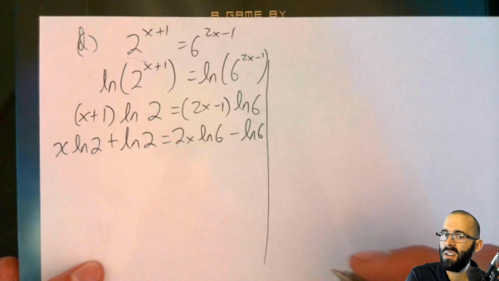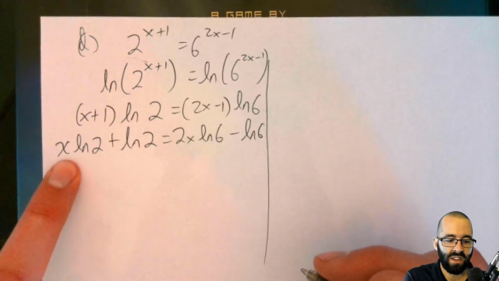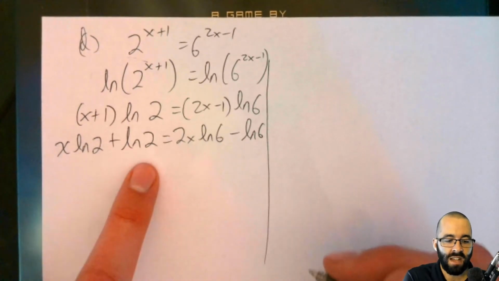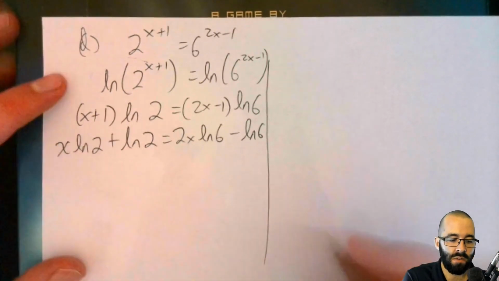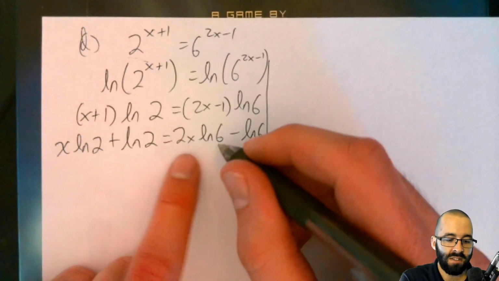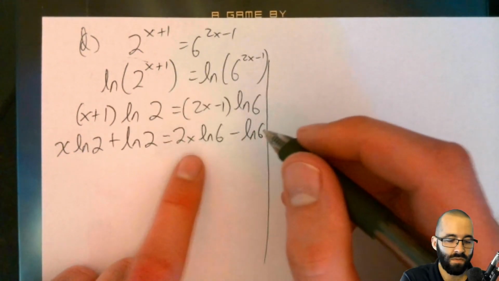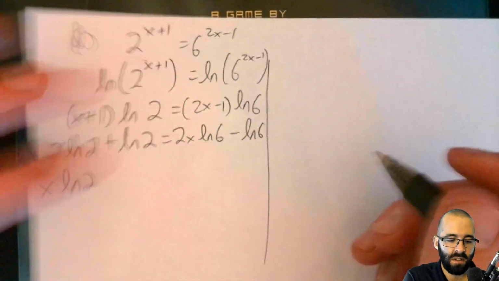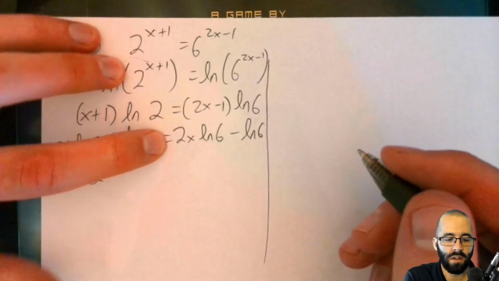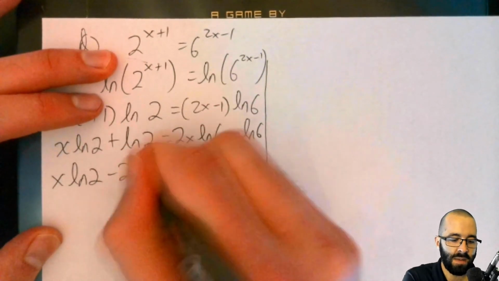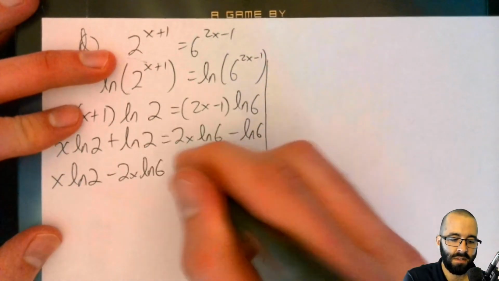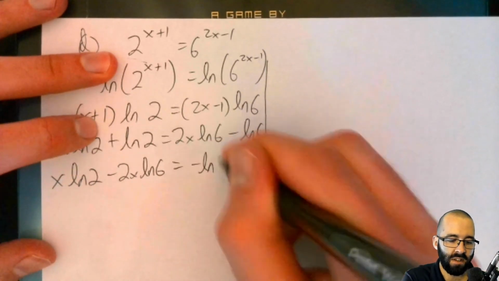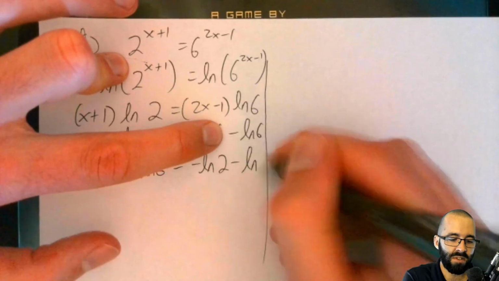Still looks kind of bad. But let's get everything with an x over here. Let's get everything without an x on the other side. So this natural log of 2, we need to move over. This natural log, this guy, we also need to move over. So we're going to get x times the natural log of 2. Let's subtract this one over. So minus 2x times the natural log of 6. We subtracted this guy over, minus natural log of 2, and we still have the minus natural log of 6.